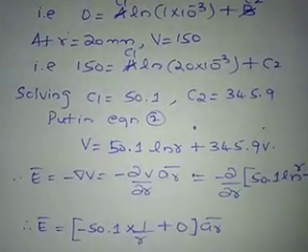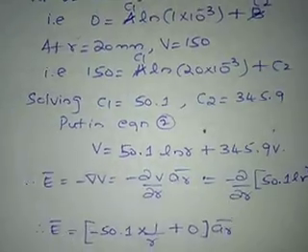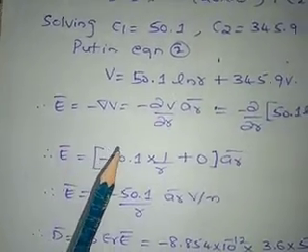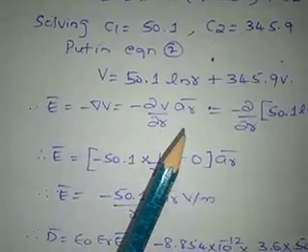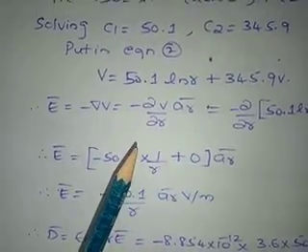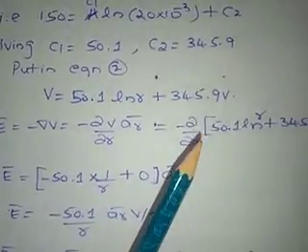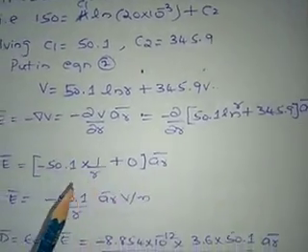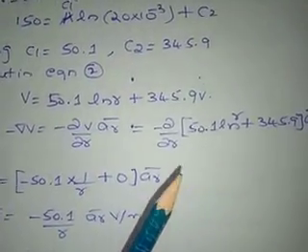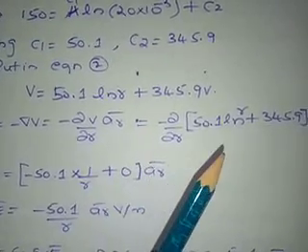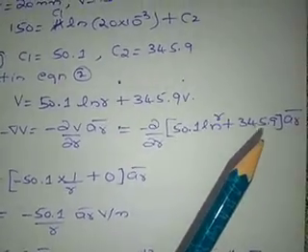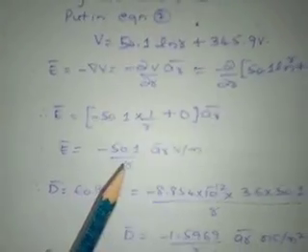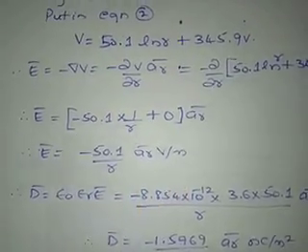Put these values in equation 2, we get V is equal to 50.1 ln r plus 345.9 volts. E is minus del V, so that is minus dou V by dou r of AR. Only we get dou V by dou r because it is a function of r only. So minus dou by dou r of 50.1 ln r plus 345.9 AR bar. If we differentiate this, we get 50.1 into 1 by r, differentiation of 345.9 is 0. So E bar is equal to minus 50.1 divided by r AR bar volt per meter.